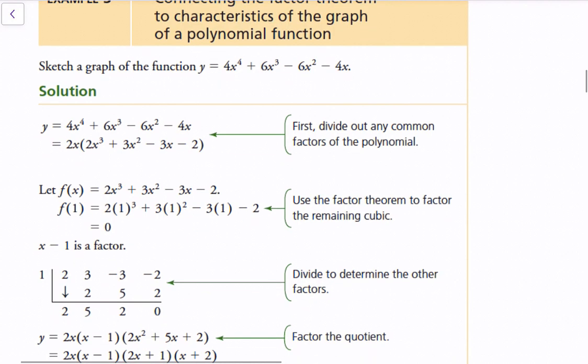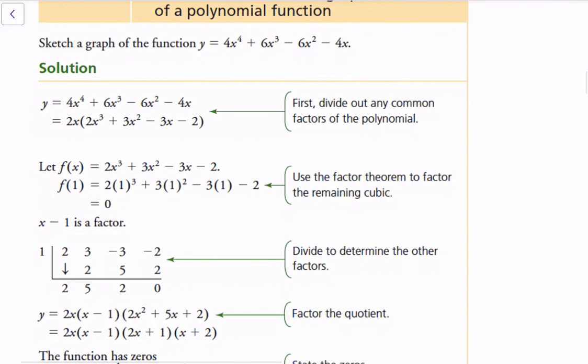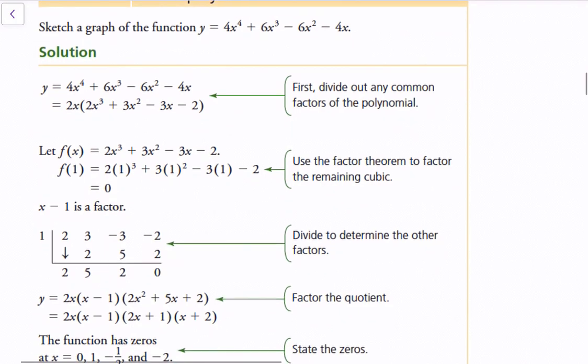So we can connect this to the graphical characteristics of the polynomial function. In this case, they want us to sketch a graph of the function. The first thing we want to do is find a factor. The way you can find the factor is you're going to test values. In this case, we got lucky. 1 happened to be a factor.